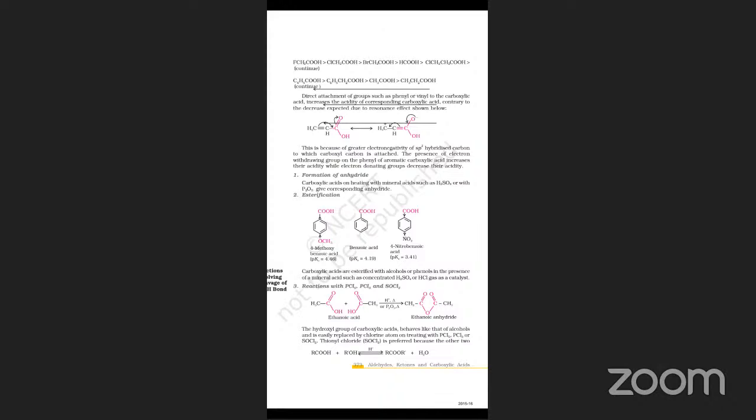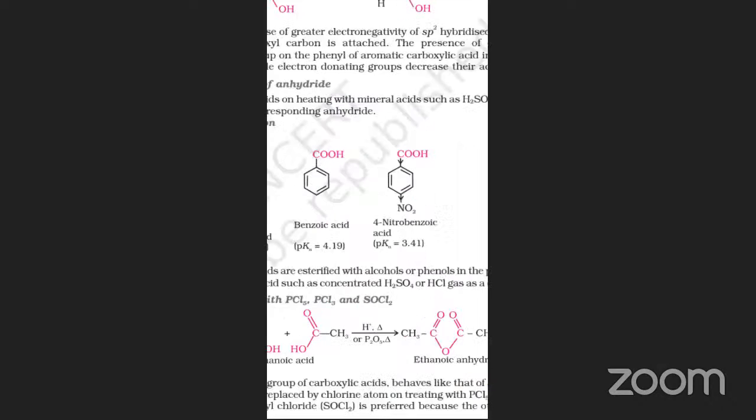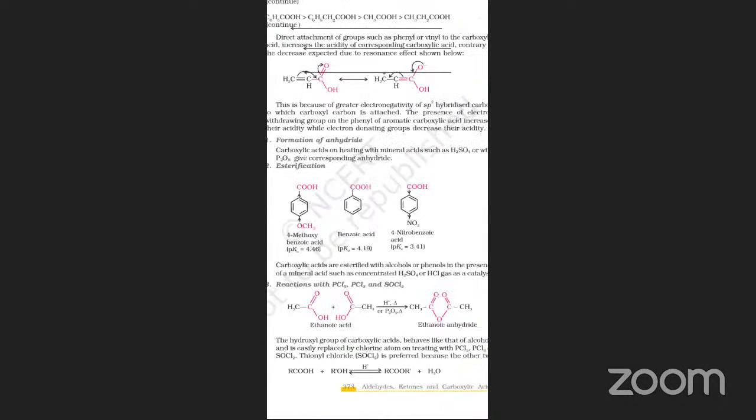Okay, so based on the pKa values, we can finally say the acidic strength of the compounds. The one whose pKa value is less has more acidic strength. In nitrobenzoic acid, the pKa value is less. So in this manner, we can explain the acidic strength of the carboxylic acids.